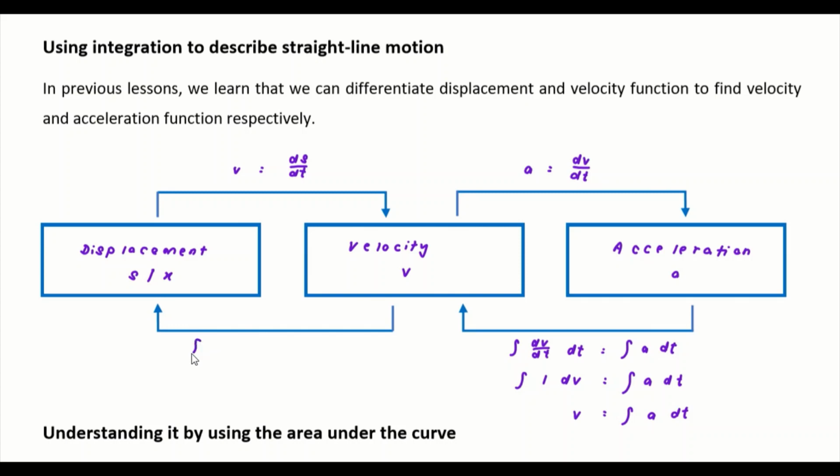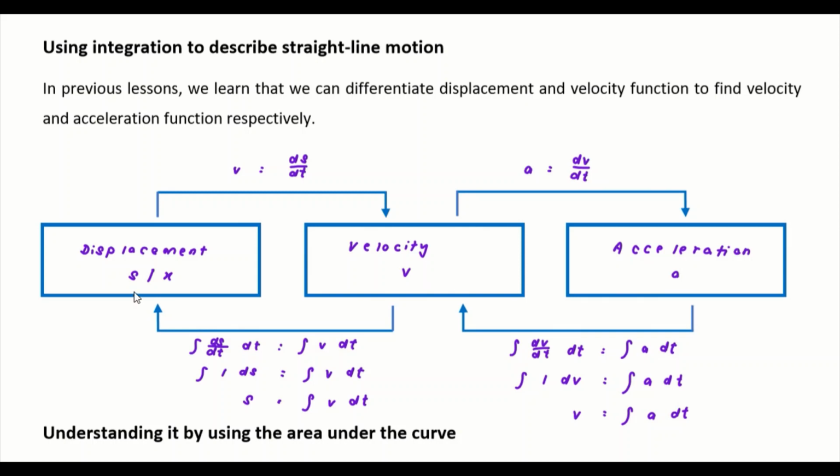Similar to this one, when I integrate ds/dt with respect to t, it's the same thing as when I integrate v with respect to t. So dt I can cancel off, then I'm left with integrate 1 ds equal to integrate v dt. From here, I integrate 1 with respect to s, then I have s, which is equal to integrate v dt. So that's the idea. If you want to get v from s, you do differentiation. Get a from v, differentiation. From the other side, to get v or s, you need to do integration.